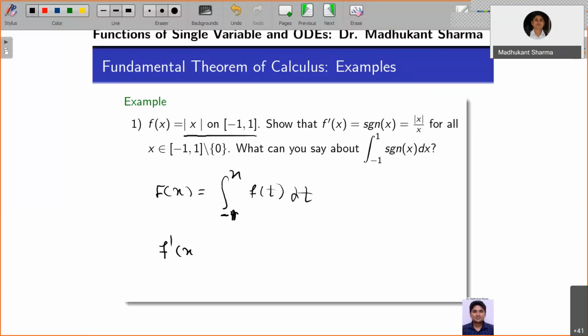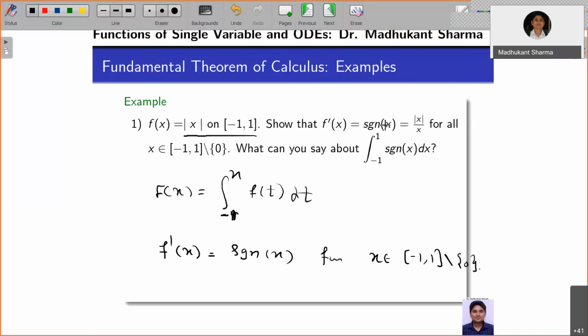is the signum function, for x belonging to (-1, 1) minus 0. You know that this is not differentiable at x equals 0, but elsewhere it is differentiable. So F'(x) is the signum function of x for x belonging to the interval. So what can you say about this function?